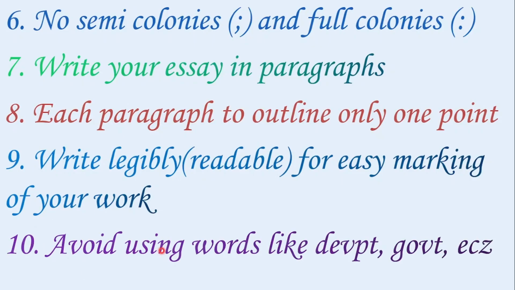And we should make sure we avoid writing words like development in short. For example, government, ECZ, development, CRC, we should always make sure that we write these words in full. For example, when you look at ECZ, there is Examination Council of Zambia, there is Electoral Commission of Zambia, then there is also the Environmental Council of Zambia. So all these should be avoided. We have 10 points that we have looked at.